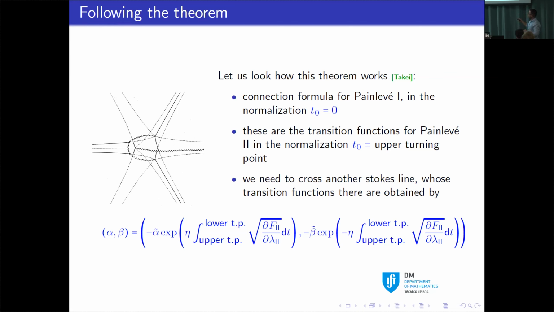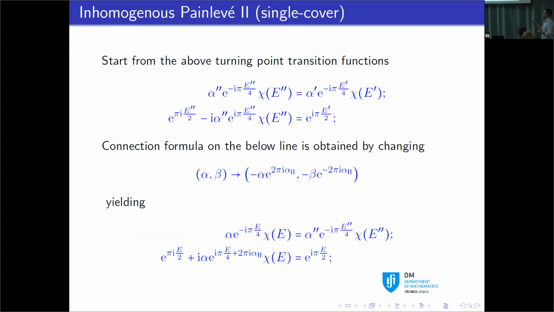Now, if you want to see what happens on this below line, you basically have to change your basis from this turning point to this turning point. And this means that you have to change alpha and beta into some integration, going from the upper turning point to the lower turning point, of this quantity in the isomonodromy construction. But don't worry too much about this, because we are lucky that these integrals are just 2 pi i's. And that's why I wanted to focus on the single cover. The integrations are much easier to perform.